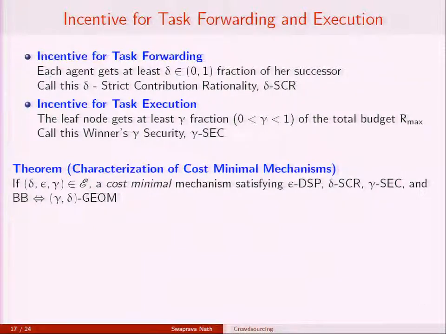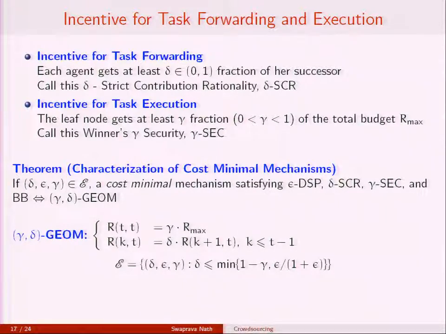What is that? It gives the gamma fraction of the total reward to the leaf node and keeps on decreasing by a factor of delta: delta, delta squared, delta cubed, and so on. That essentially is the gamma delta geometric mechanism. So we can actually characterize the space of all the mechanisms which satisfy all these properties and also minimize the cost for the designer. That is given by this gamma delta geometric mechanism. And in addition, this mechanism is also collapse proof.